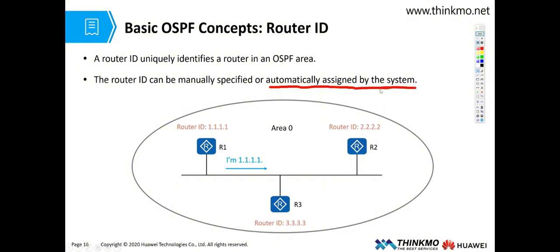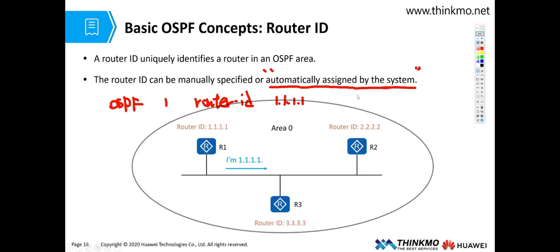So how can I manually configure it? By using the command ospf with the corresponding process, for example process 1, followed by router-id, and then we configure an ID, for example 1.1.1.1. This is manually configured by us. However, if we do not manually configure it, it will automatically use a global router ID, or a system router ID. So why is there such a concept?